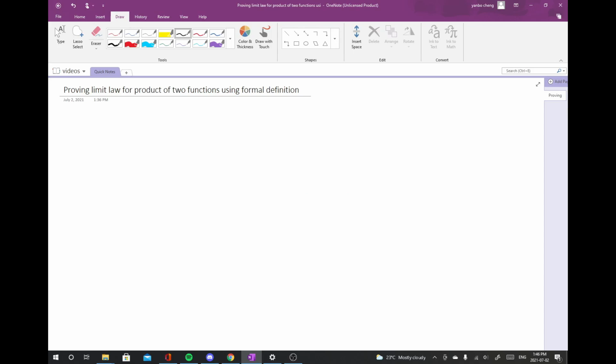Alright, so we're going to be proving the limit law for the product of two functions using the formal definition. To start off, we must first define what the two functions are and what the limit of the two functions is going to be.